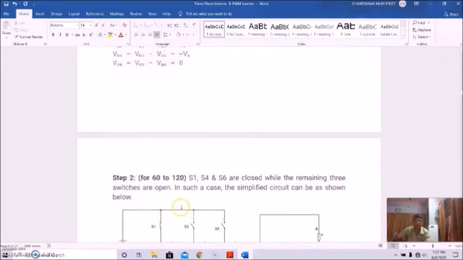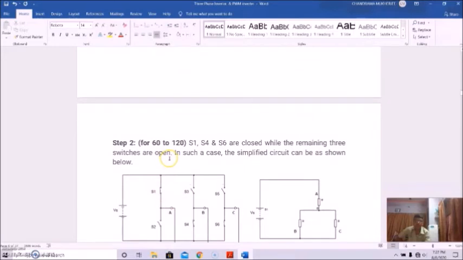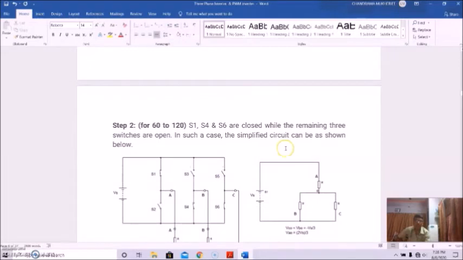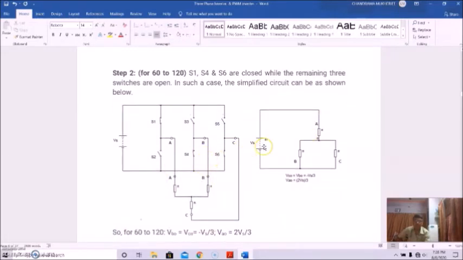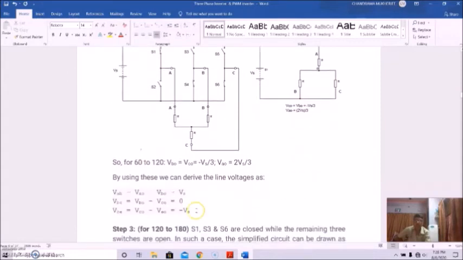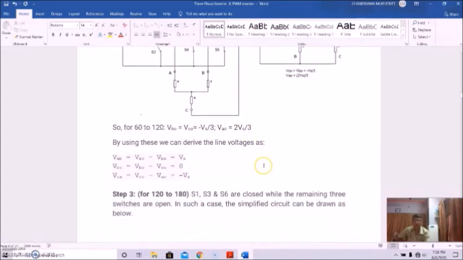and VCA equal to VCO minus VAO equal to 0. So for step 2, that is for 60 to 120 degree, S1, S4 and S6 are closed, the remaining 3 switches are open, and in such a case the simplified circuit can be like this. So in that case, VBO equal to VCO equal to minus Vs by 3 and VAO equal to 2 Vs by 3. By using this, we can derive the line voltages as VAB equal to VAO minus VBO equal to Vs, VBC equal to VBO minus VCO equal to 0, and VCA equal to VCO minus VAO equal to minus Vs.